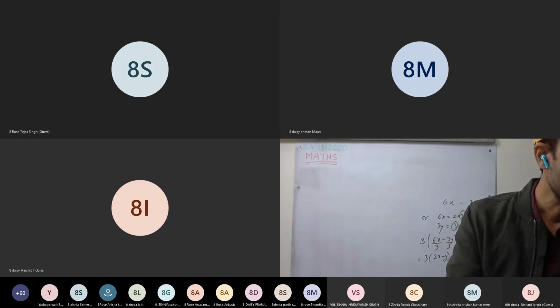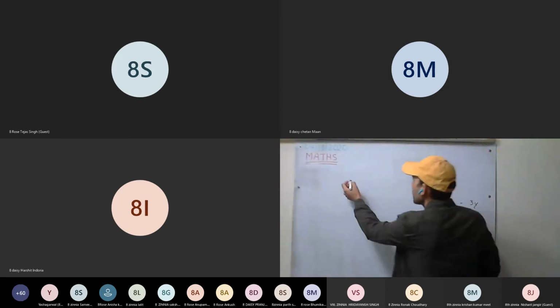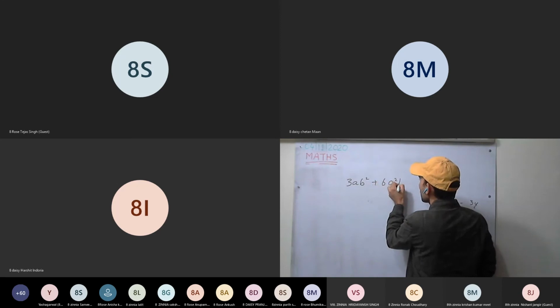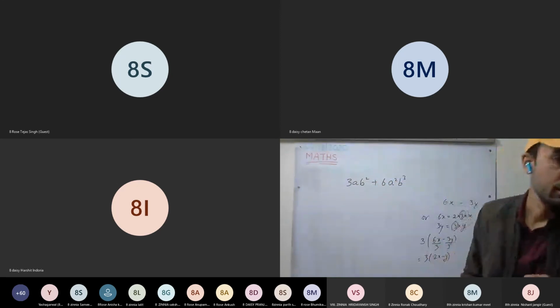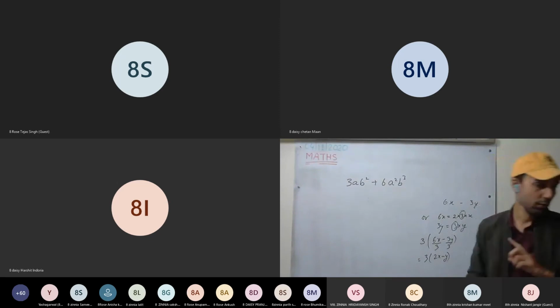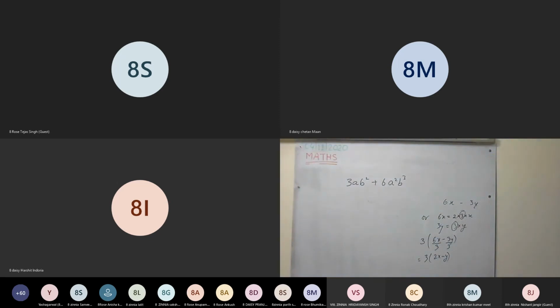Now we take one more example from the book: 3ab square plus 6a square b cube, I think. Okay. Now how to find it? What will be the common factor here?